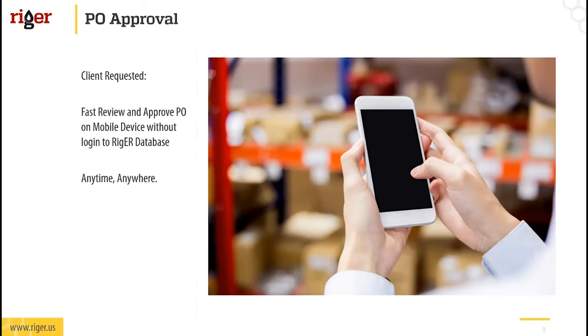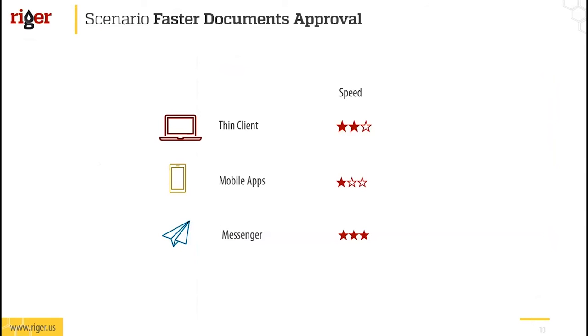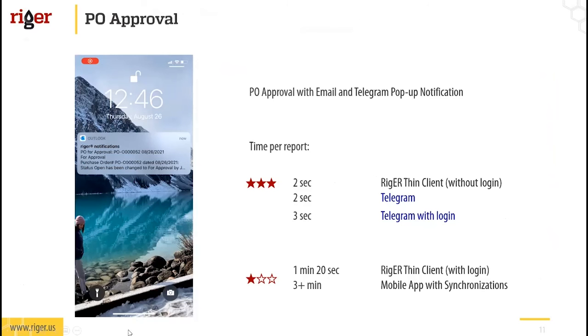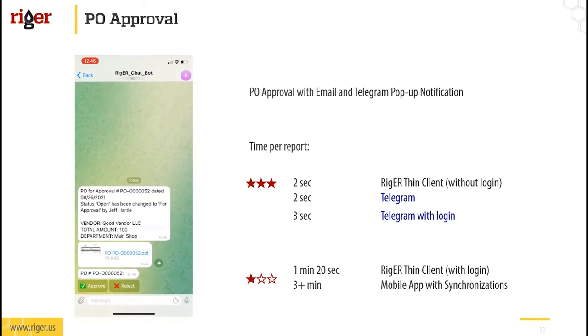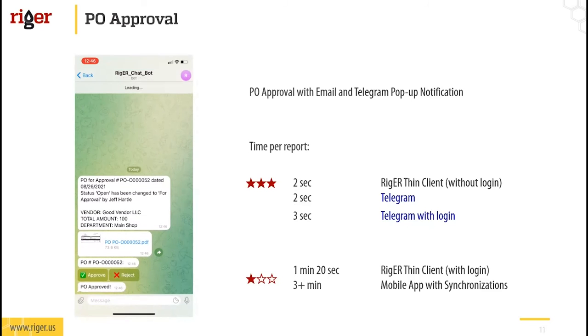But to do that, you need to go to the thin client, open the thin client, or on a mobile phone, you need to synchronize, find this PO and approve it. In the messenger, it just happens in seconds. So I will show you another example. When you receive a notification about PO approval, clicking on the notification, you just literally jump to the Telegram, and approval is just one click of the button. It's very simple. Sometimes it's less than a couple of seconds, and definitely it gives you a huge boost.